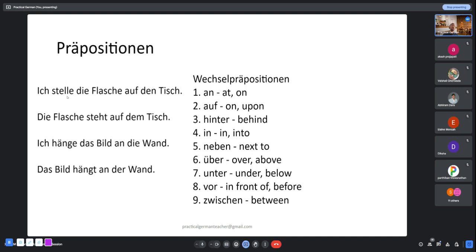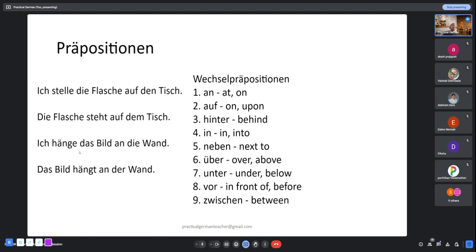Now, what do you mean by motion? Let's look at this. Ich stelle die Flasche auf den Tisch, meaning I keep the bottle on the table. This means some motion, right? I'm saying I will keep it, or I keep it. That means the bottle is somewhere else, maybe in my hand, and I will keep it on the table. This implies the bottle will undergo some motion. That's why it is accusative. The next sentence, die Flasche steht auf dem Tisch. Here you're just saying where the bottle is, right? You're not saying I will move it. You're just saying the bottle is on the table. That's it, and that's why it is dative.